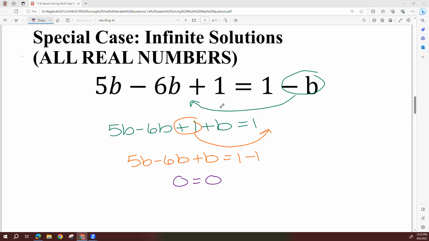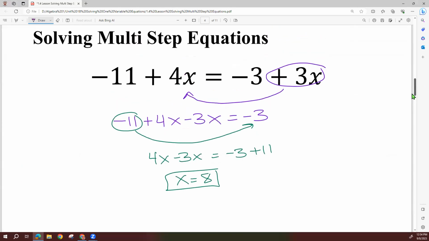So I solved this equation by first moving this minus b over here and making it a positive b, or plus b, change the operation. Then I moved my +1 to the right and it turned into -1, switch the operation. And when I combine like terms, both sides end up being 0. So I don't have a variable left anymore, but both sides are the same number. And so what that means is any number I plug in for the letter b is going to make my equation true.